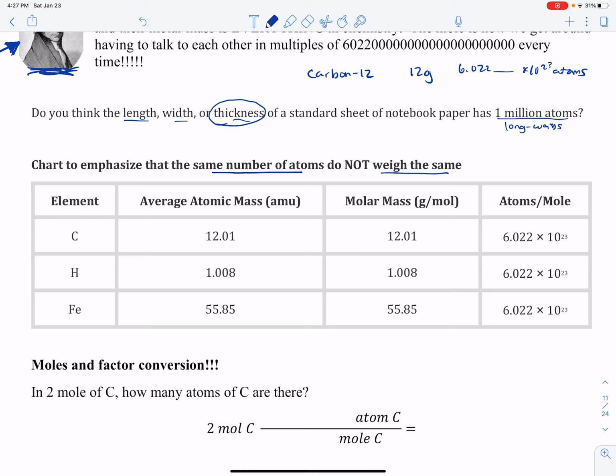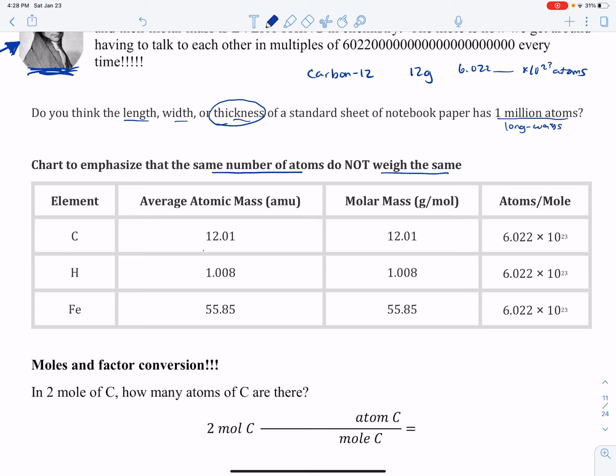And this chart emphasizes, again, that the same number of atoms does not weigh the same. They're different sizes. So if you want to imagine, take 100 ping pong balls and 100 basketballs. They're each 100. They'll react 1 to 1 or 1 to 2. But if you put them on a scale or try to carry those around, you are definitely dealing with different masses. Same thing for the elements.